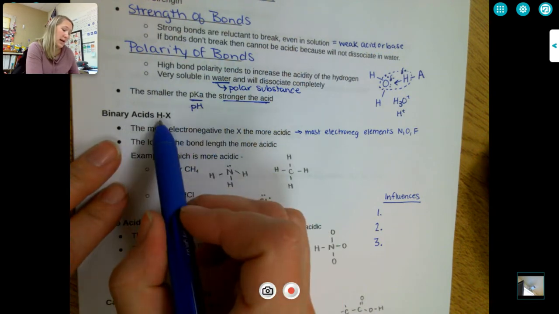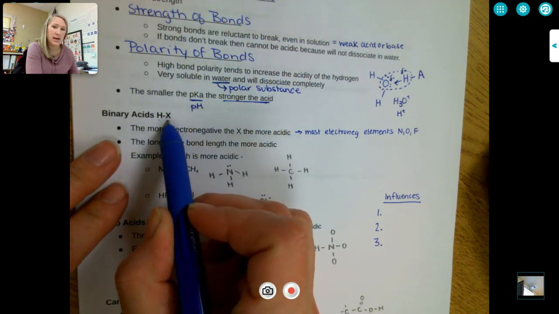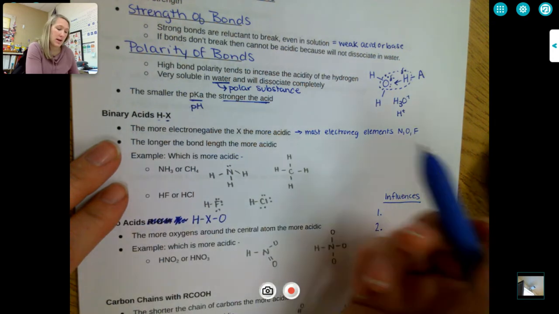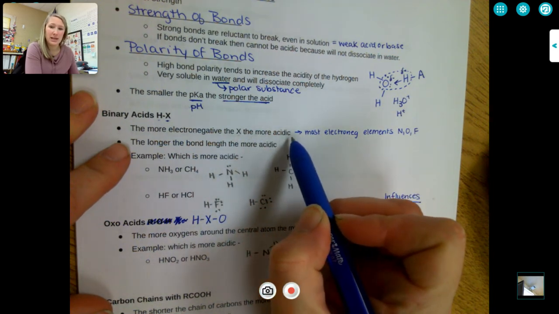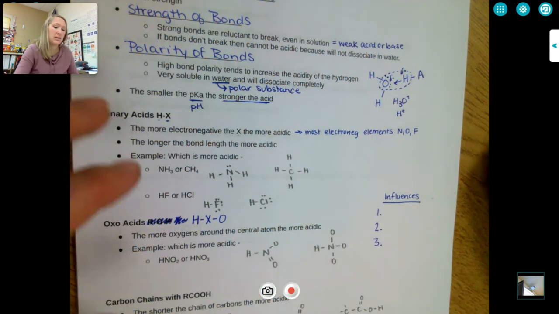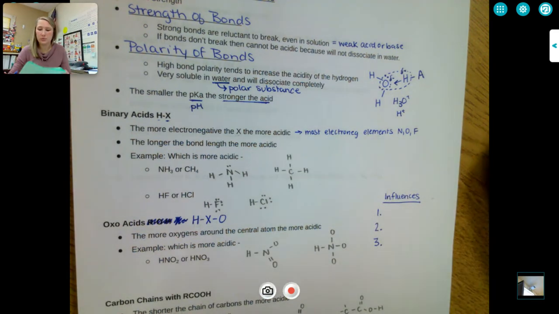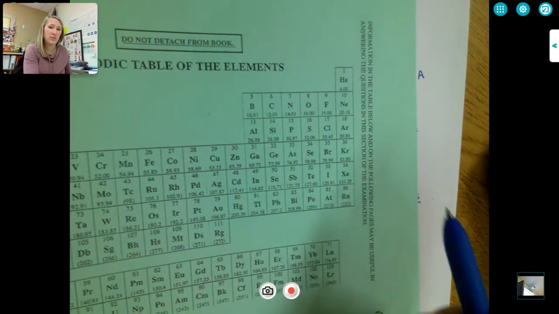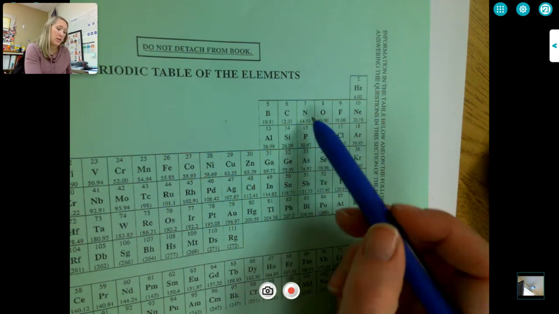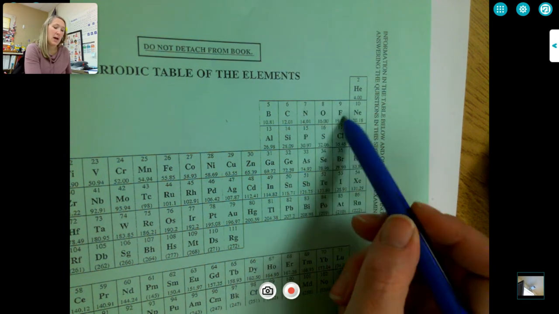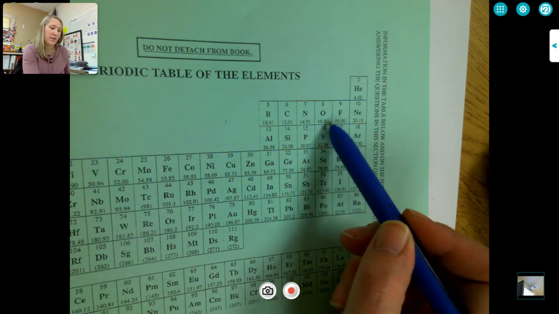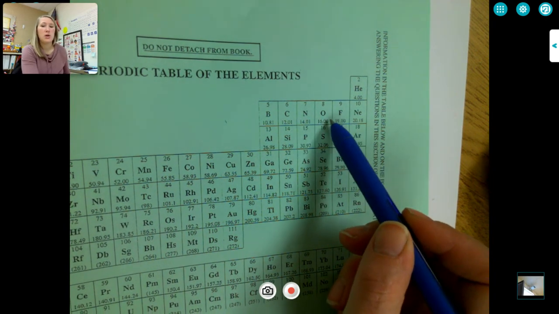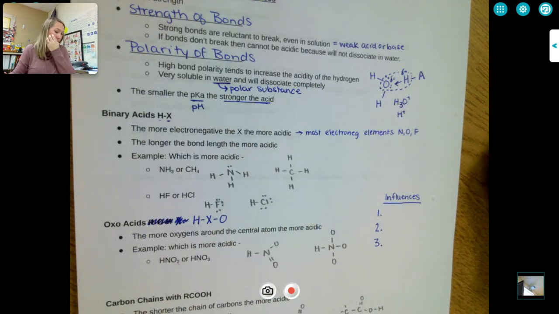So if we have a binary acid, a hydrogen with some other anion, which we'll call X, the more electronegative X is, the more acidic. And remember, fluorine is the most electronegative element on our periodic table. And so nitrogen, oxygen, and fluorine tend to be our top three electronegative elements. They're small, they have lots of electrons around them, they want to gain more electrons, so they're very electronegative.